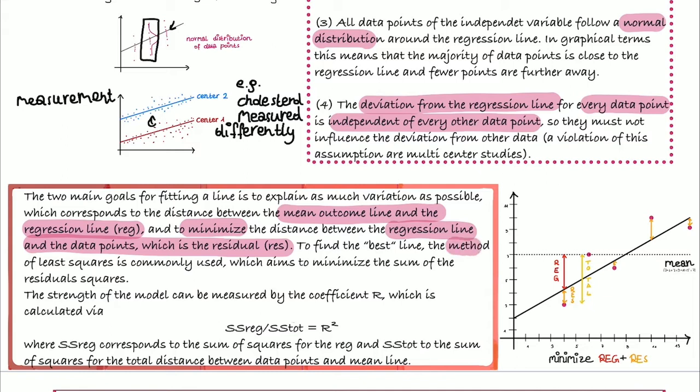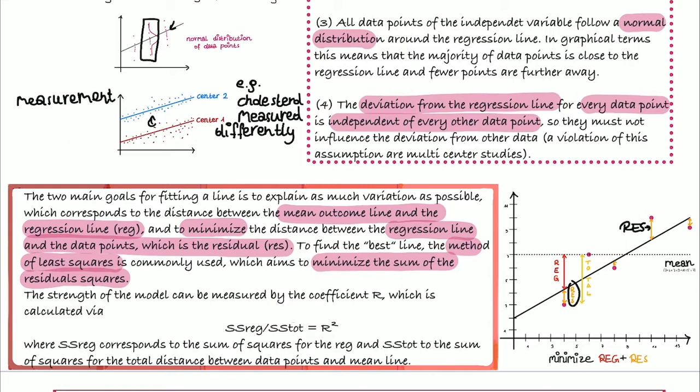the method of least squares is used. So you basically just take the residuals, the distance from the data point to the regression line, and you take the square of that, and then you try to minimize this value. This is of course done by computers. This is not done by hand. This would be way too complicated.